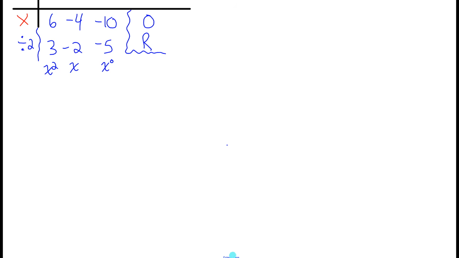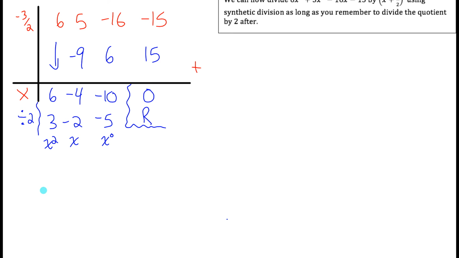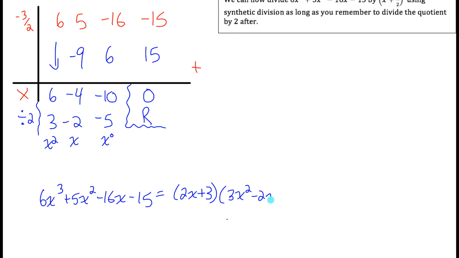Let me write the multiplication statement for this one. The multiplication statement would be the original dividend, so 6x cubed plus 5x squared minus 16x minus 15 would equal the divisor, so 2x plus 3, times the quotient, 3x squared minus 2x minus 5, plus the remainder of 0. So there we go, there's the multiplication statement.